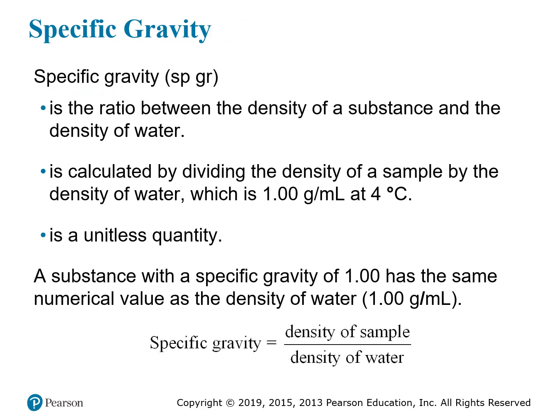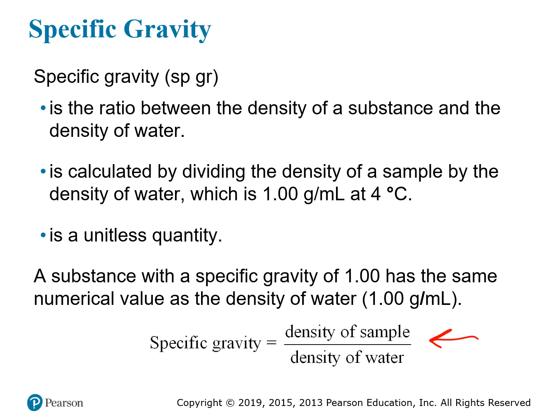The last part of this density section is specific gravity. And specific gravity is really just an alternate way of looking at density. It measures the density relative to the density of water. So in other words, the specific gravity is the ratio between the density of a substance and the density of water. And you can see that here in this equation, right? Specific gravity equals density of the sample divided by the density of water.